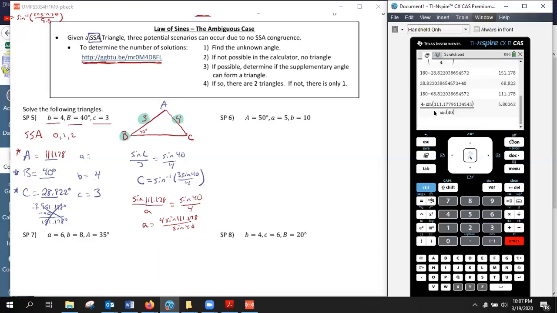And I get 5.803 as a length, 5.803. Therefore, as I guessed, this largest angle produced the largest side. So I'm fairly confident that my answer is correct.